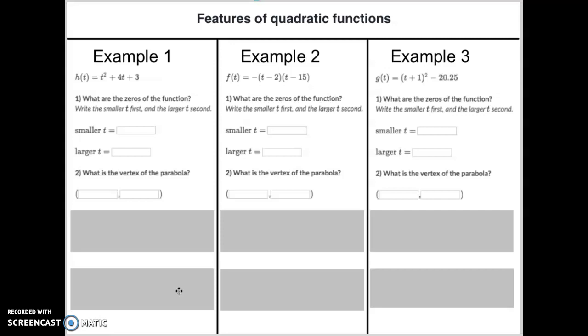So today's topic is features of quadratic functions. Not the hardest in the world, but it takes a little thought here and there. I thought I'd run you through the three different types of examples. You will notice when you do this one today, sometimes they'll give it to you in standard form. Sometimes they will give it to you in factored form or zero property product form. And then sometimes they'll give it to you in vertex form.